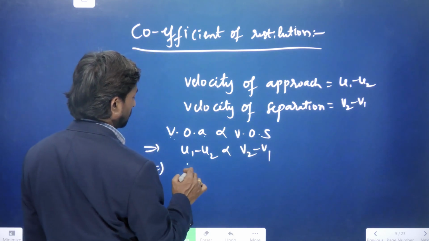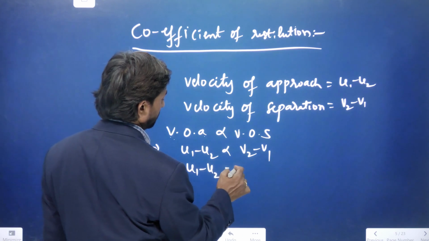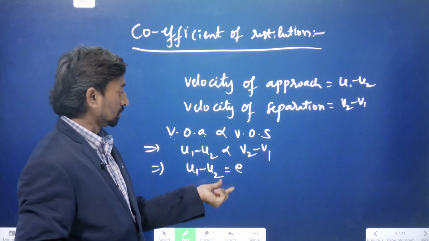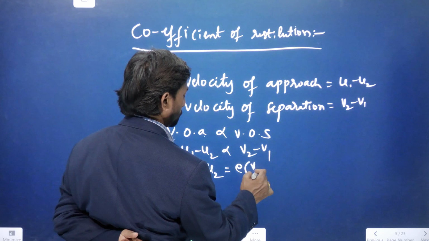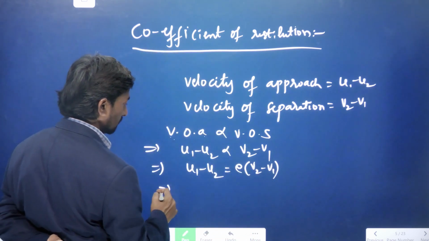Now if you remove this proportionality, we will get a constant, which we call E. That is the coefficient of restitution, denoted by the letter small e. Then we can write v2 minus v1 there.